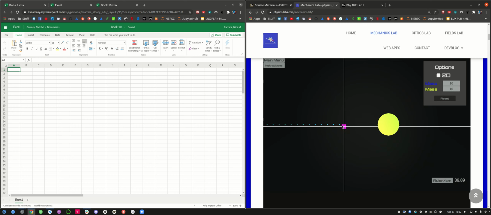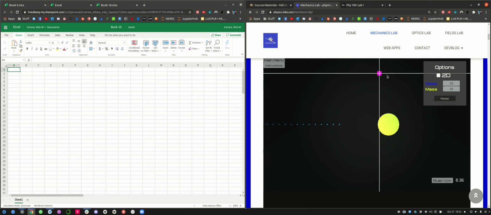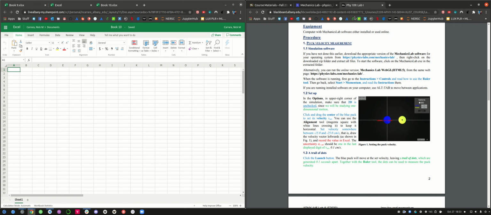Okay, so if I measure the distance between this dot and, let's say, this dot, that would be 1, 2, 3 dots away. So that's 3/10ths of a second, and the distance is 8.36 centimeters. So from there I can calculate the velocity by doing this, which is delta x over the amount of time, which is 3/10ths of a second. So we'll get into more of that when we actually do these experiments. So I'm just going to reset this for now.